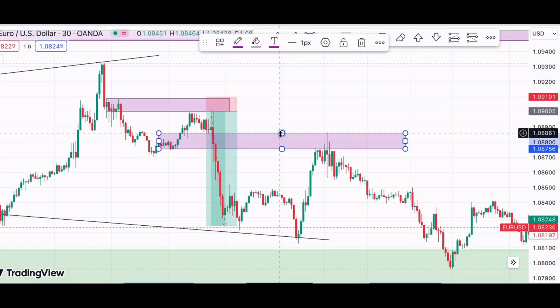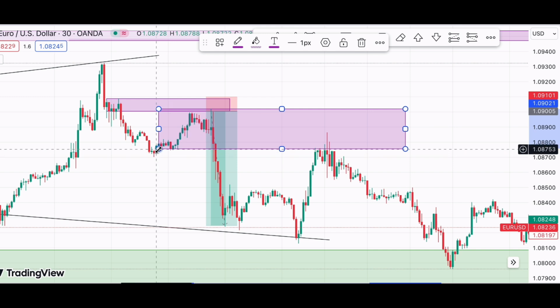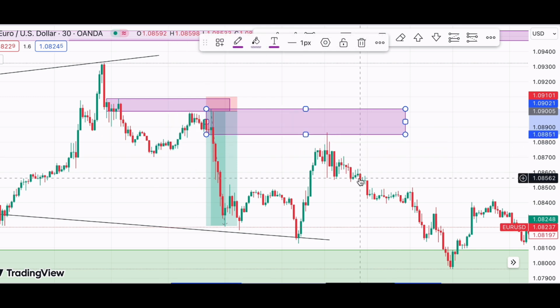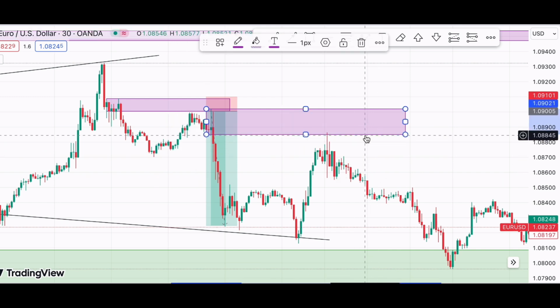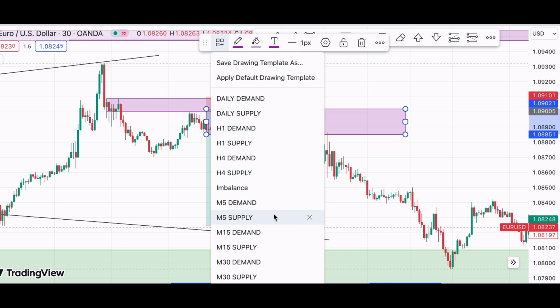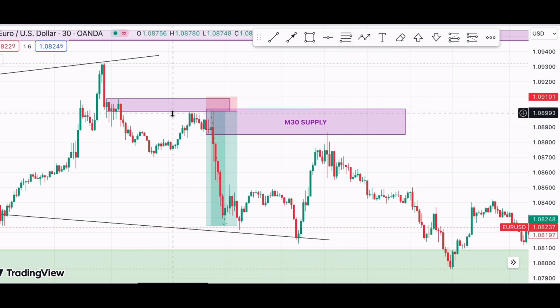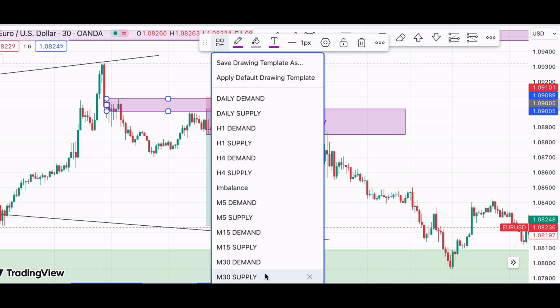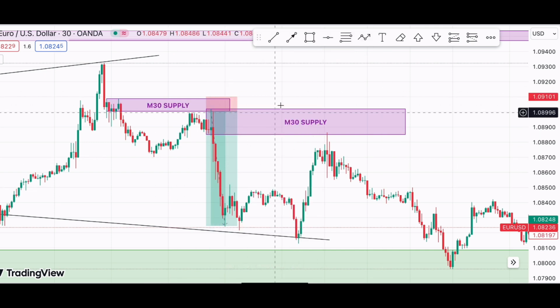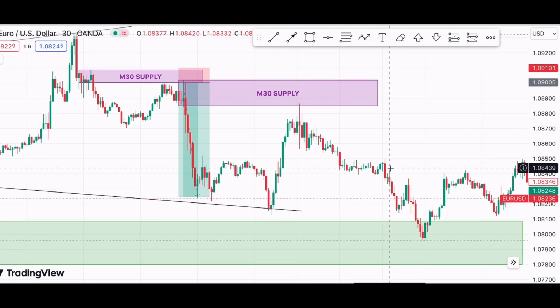Right, the zone. This is one of the supply zone. Alright, in M30 as well. Right, this is how we refine the zone in M30. This is also the M30 supply. You see, touch and react again.